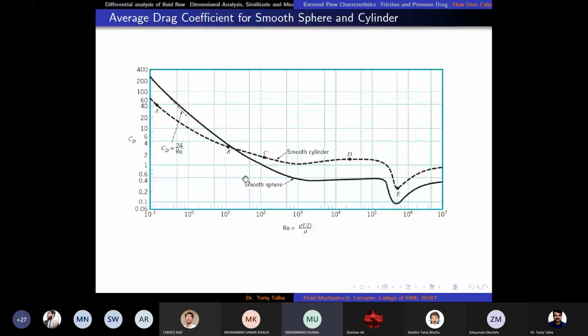Sir Muhammad Usama, as Muhammad Usama has rightly pointed out, it is counterintuitive that if we increase the velocity, we expect a decrease in drag force, yet the drag coefficient must increase with the increase in Reynolds number. So it means that there is something we are missing. That missing part, I am going to explain on the whiteboard.